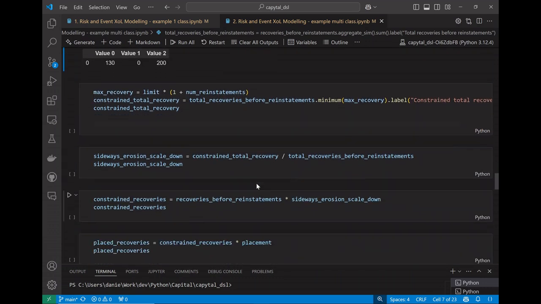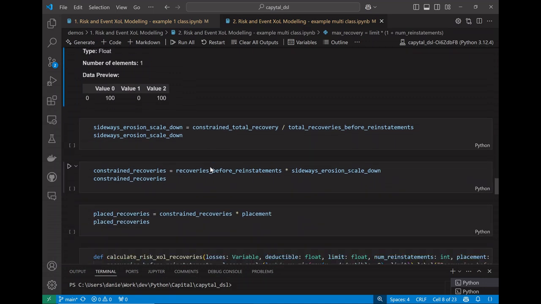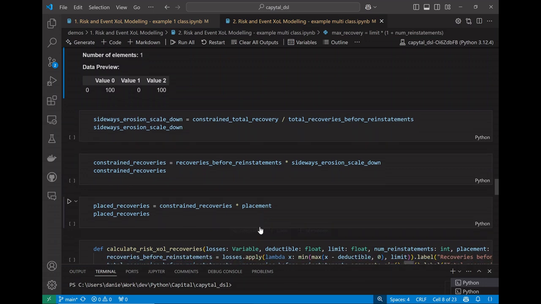We can then follow the rest of the example quite closely. The available max recovery is the same. It's the same application of just applying this as an upper bound on the recoveries to get a constrained total recovery, which in this case is biting in both the first and the third simulation. Then calculating this sideways erosion scale factor in exactly the same way as before, and using that to scale down the recoveries. And then finally applying the placement. So those bits are all exactly the same as before.